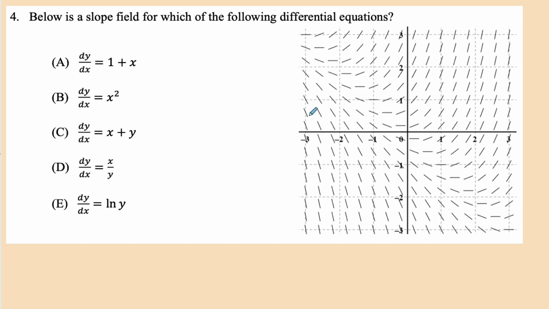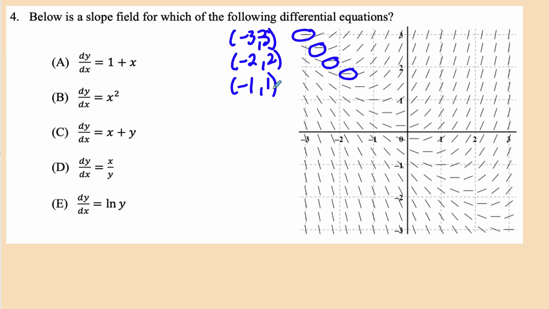Let's go ahead and look at this slope field and decide if we can figure out which differential equation this represents. And this is a task, so we'll work more in class, but I will help you out right now. What I'm noticing right here is that these slopes are 0. And these slopes are 0 at, looks like, -3, 3, and it looks like -2, 2, -1, 1, and at 0, -1. Oh, wait a minute, there's a slope of 0 right here.